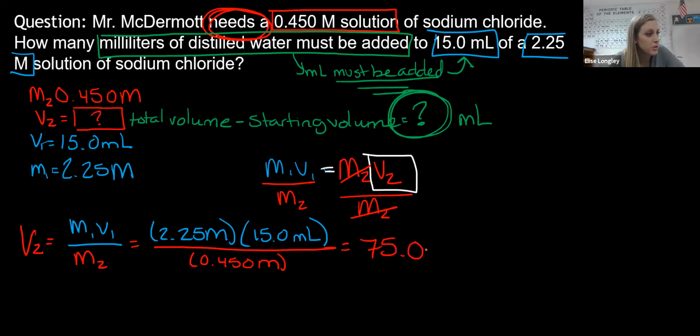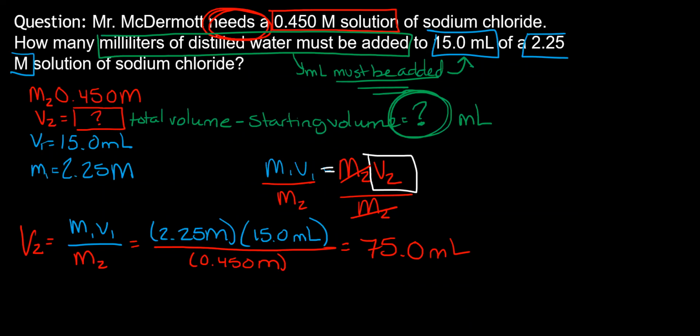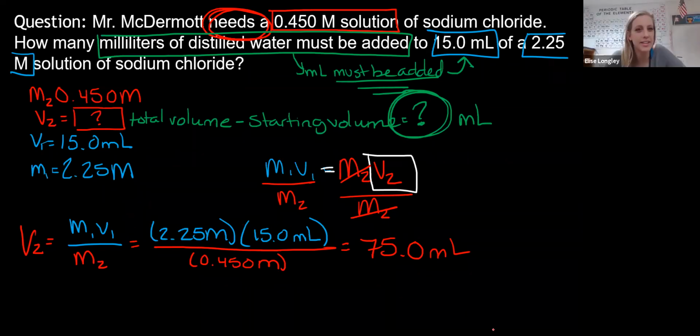When I plug that into my formula, if I did everything correctly, I should get 75.0 milliliters. So everyone put that in the calculator and make sure you get 75 right now, just to make sure you have your calculator skills, because calculators are what? Dumb. They're so dumb. They're the dumbest. They are dumber than anything you've ever met. So 75.0 milliliters is our total volume.